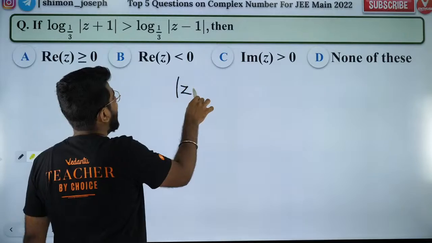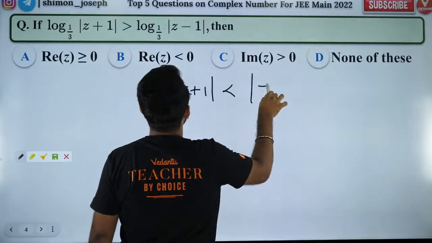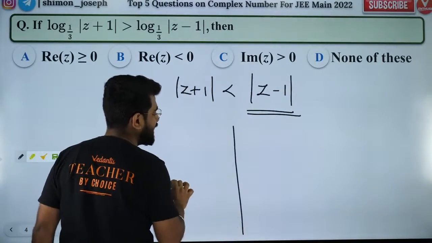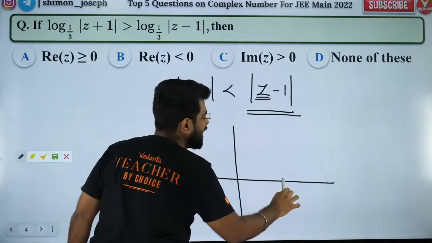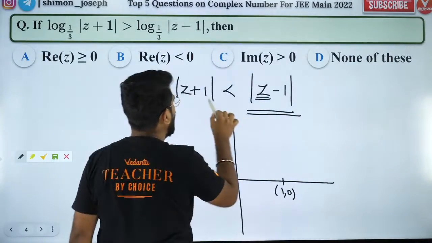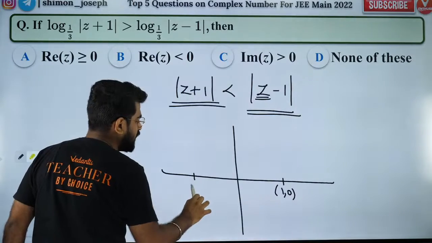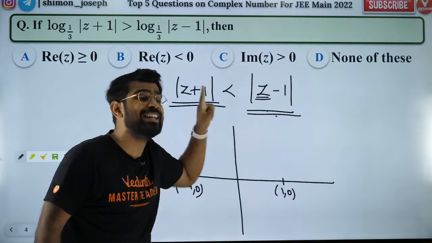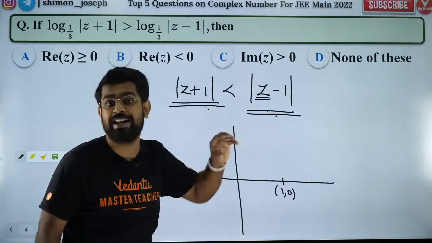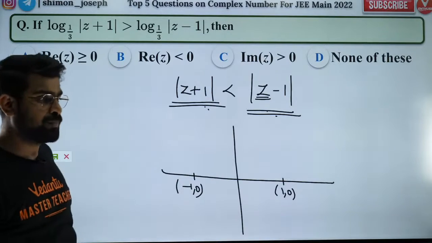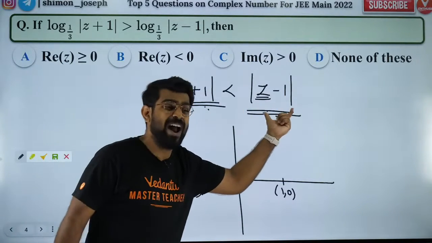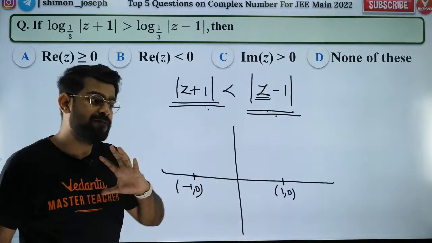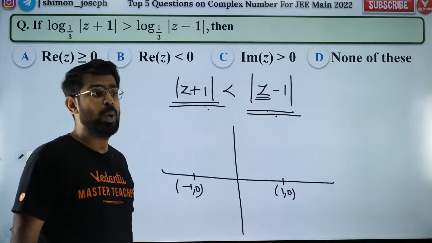Now what do I have? I have modulus of z plus 1 is less than modulus of z minus 1. What do you mean by modulus of z minus 1? Modulus of z minus 1 means the distance of z from (1, 0). And modulus of z plus 1 means the distance of z from (-1, 0). That means the distance of z from 1 should be greater than the distance of z from -1. Is that right? Are you guys able to understand that? The distance of z from 1 should be greater than the distance of z from -1. That is what this means. Very good. Are you all able to understand?